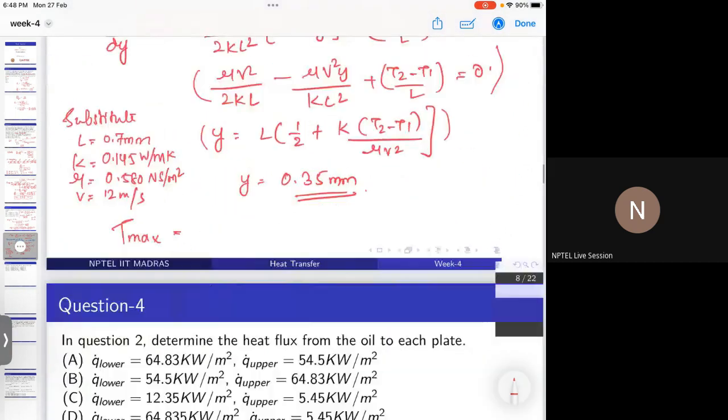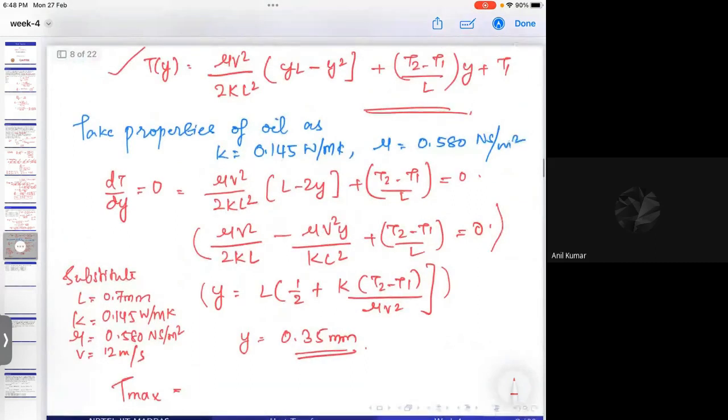Got the answer? I'm just calculating, sir. Okay. You can also try d square T by dy square, because you don't know whether it is a point of maximum or minimum. So you can check. I'm giving this as homework. When you put this value, the second derivative should be less than zero. Then only can we say guaranteed that it's a maximum. It should come as negative. So you can try it as homework.